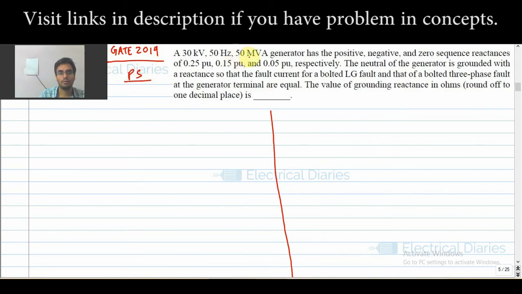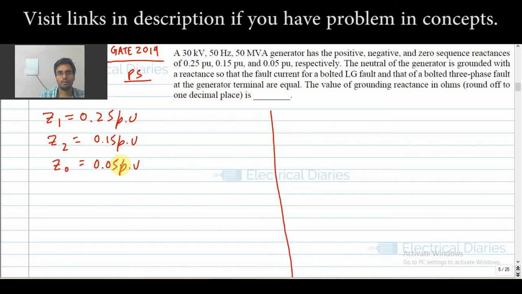A 30 kV 50 MVA generator has this positive sequence reactance, let me denote it by Z1, 0.25 per unit. Z2 denotes negative sequence. See, in fault questions, generally formulas will do. And Z0 is 0.05 per unit. The neutral of the generator is grounded with a reactance, so that the fault current for a bolted LG fault and that of a bolted three-phase fault are equal.